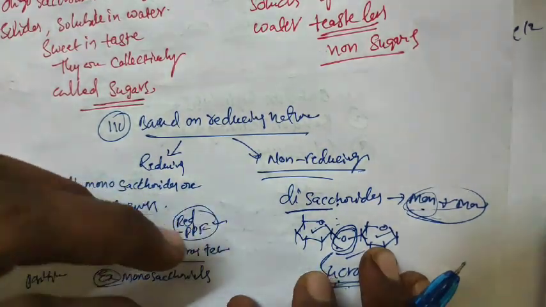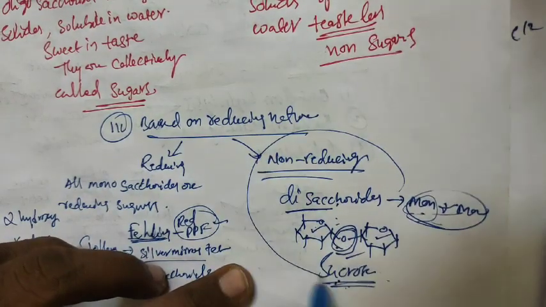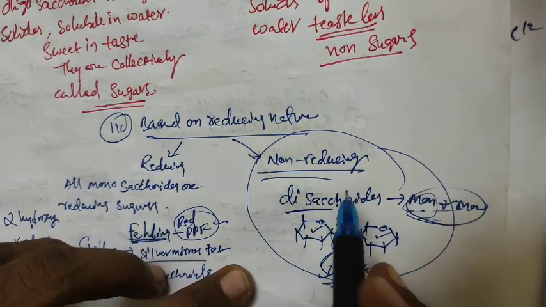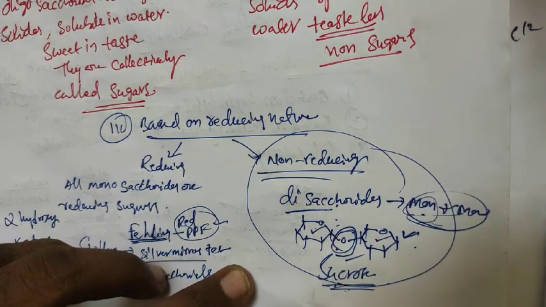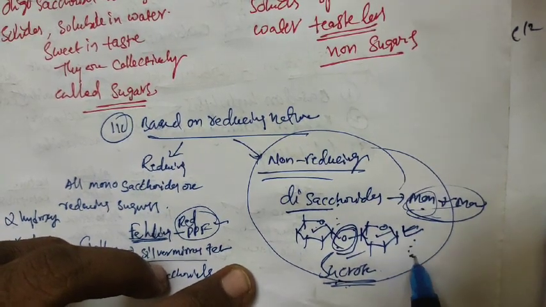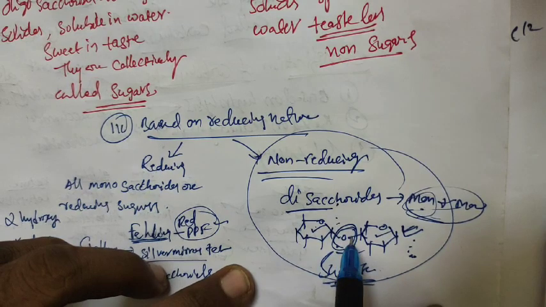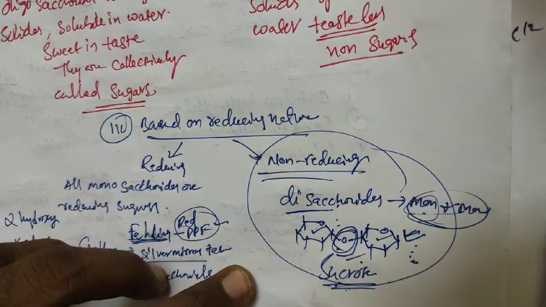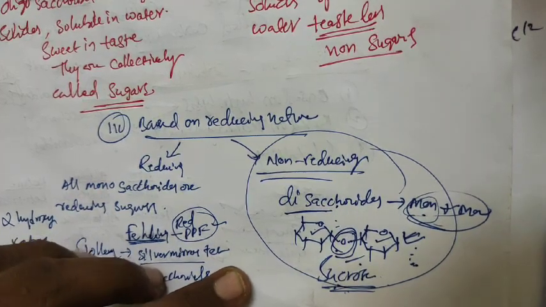After this chapter you can understand about this. I will tell you in the next class what that bond is, how it forms, and why it is non-reducing. Okay, thank you.